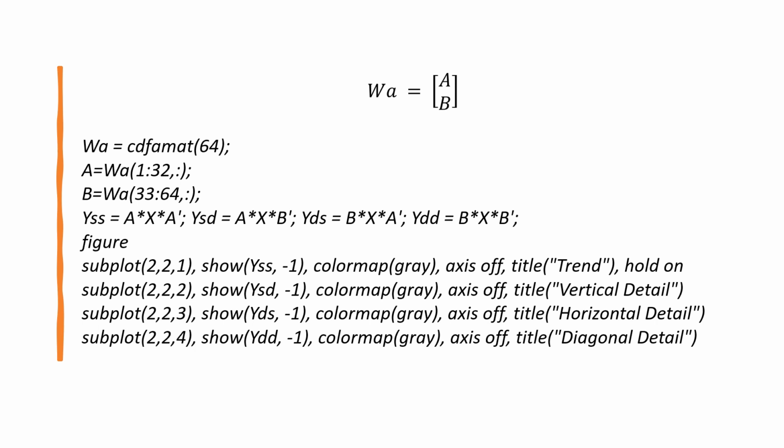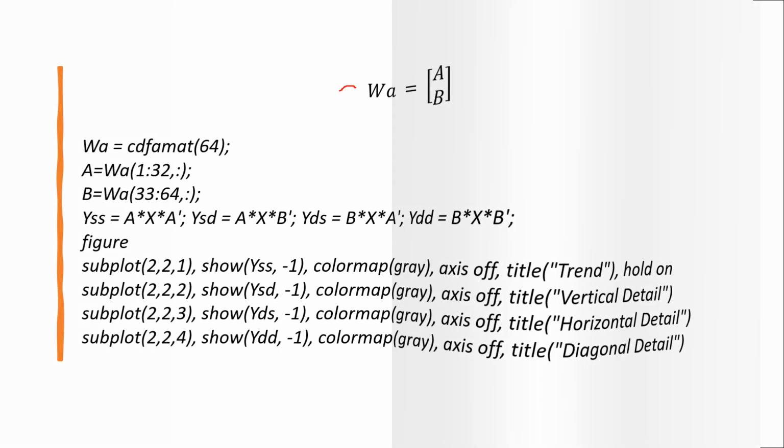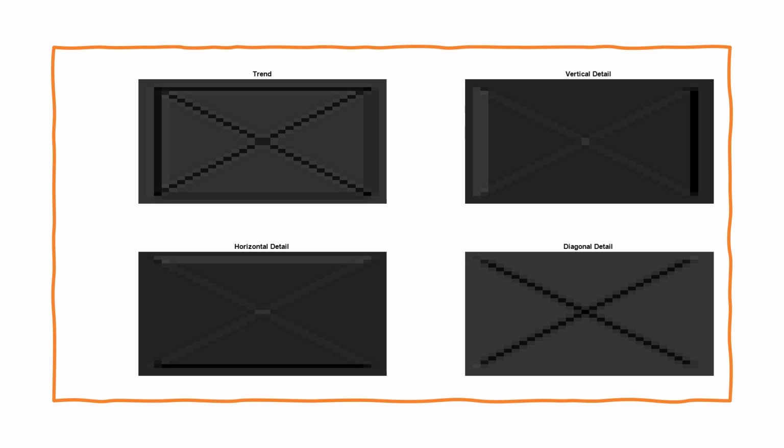We can generate A and B matrices by simply splitting the analysis matrix WA. Here A and B are matrices of size n by 2n. So by that we are going to get WSS, WST, WDS and WDD. As mentioned in the first slides, WSS is the trend component. Next we are going to get the image. So this is the output image Y we are going to get. This is YSS, this is YST, this is YDS and this is YDD.